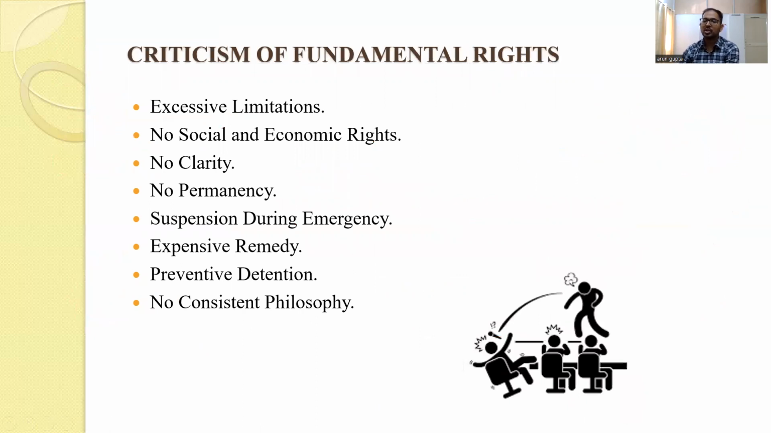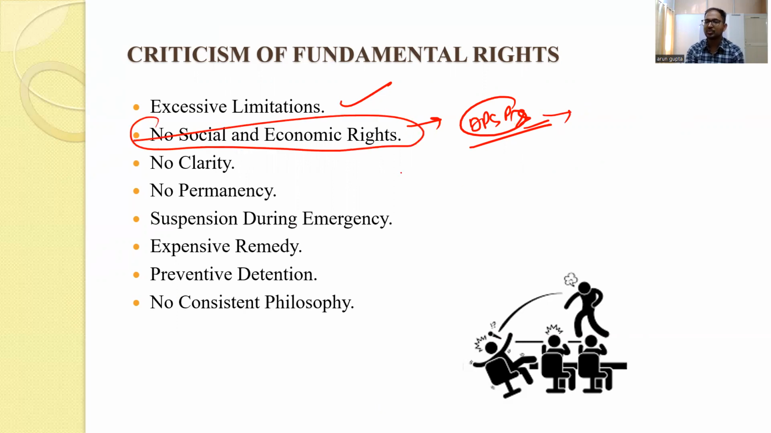There are some criticisms of the fundamental rights. One is excessive limitation. There are a lot of limitations, as I've spoken a little, but we will be discussing. No social and economic rights, because social and economic rights are covered in DPSPs, and we will be talking about directive principles of state policy in a separate video. Total, it is a separate chapter. The next chapter will be that only. But because DPSPs are not legally enforceable, that is why there are no social and economic rights within the fundamental rights.